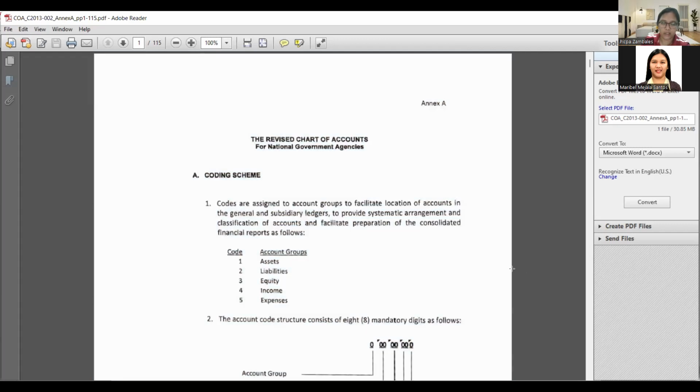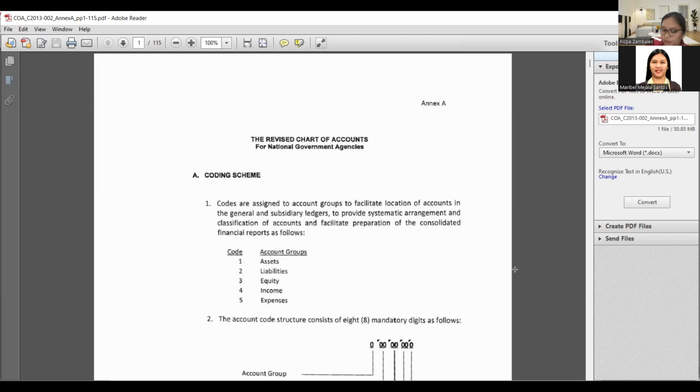So it is divided into 5 groups: assets, liabilities, equity, income, and expense. By the way, no, chapter 3 or the revised chart of accounts, makikita mo din naman siya, mada-download mo siya through a circular, no? It's COA circular number 2013-002. Okay? So that's it.